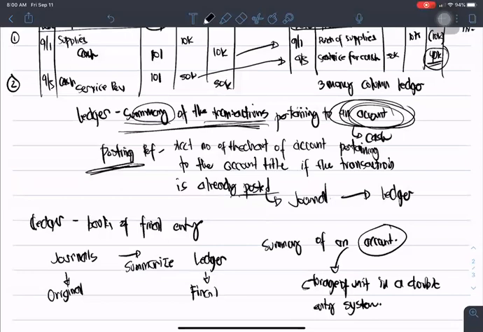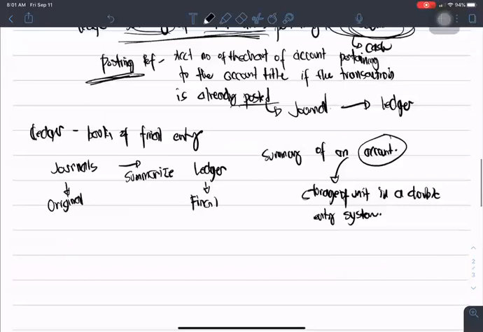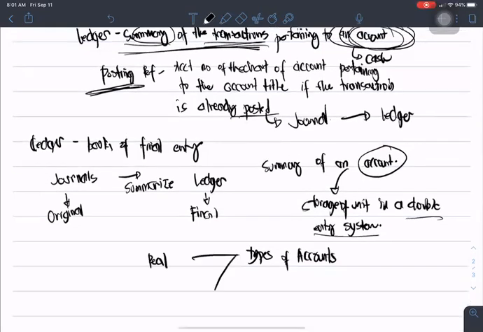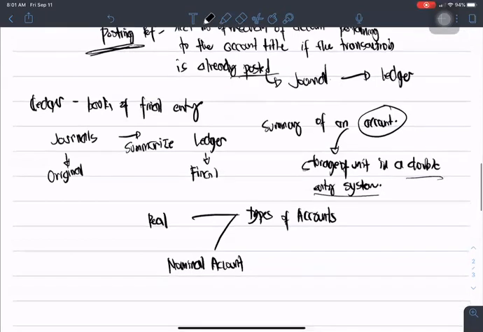Okay, so account is the storage unit, double entry system. So I hope you have at least an idea on what is an account and what is a double entry system. Now we go to the types of accounts. So what are the accounts that we can use in a ledger? What are the types of accounts that we may use in a ledger and in the journal? So we have two types of accounts that can either be a real account or a nominal account.